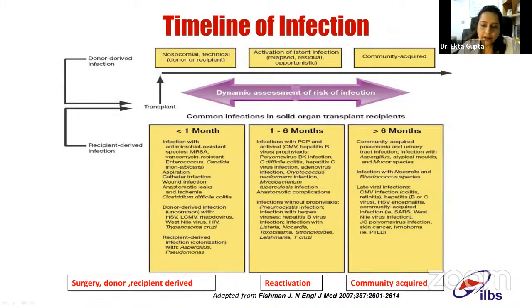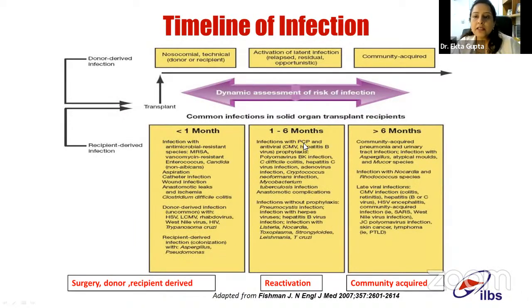Now it is revised. First month or less than 1 month is often surgical, because there is a lot of damage to mucocutaneous sites. So it is a surgical site infection. So bacterial infections predominantly occur here. Or if there is any other infection which is already there in donor and recipient, which gets activated. So first month is basically bacterial.